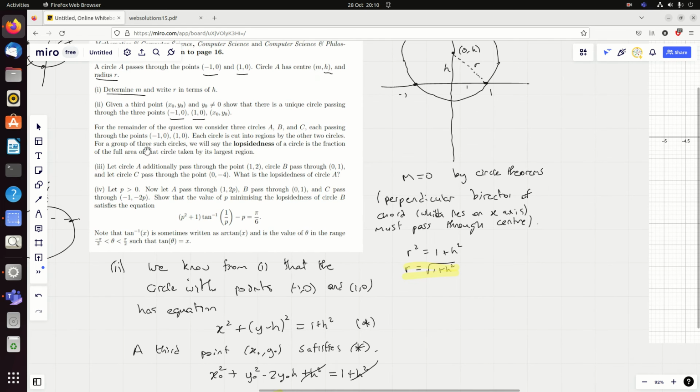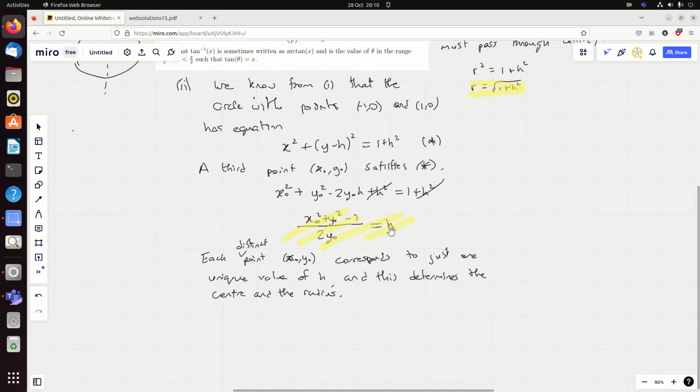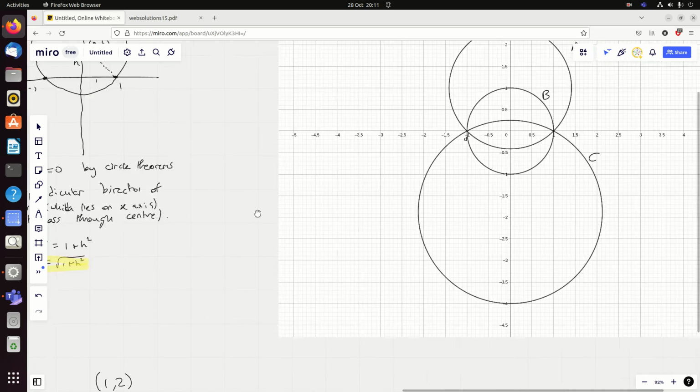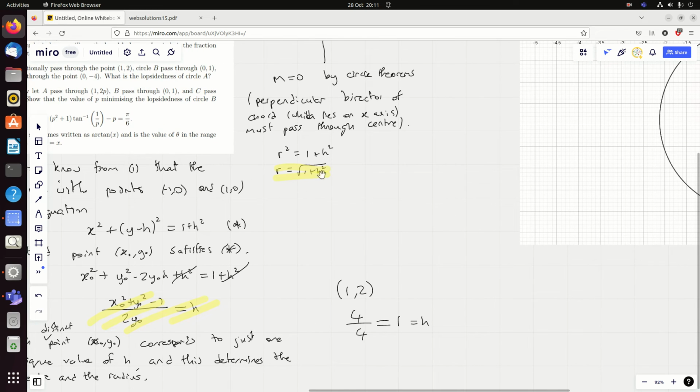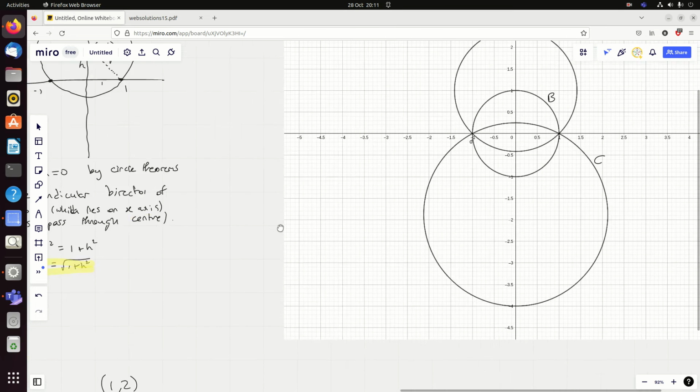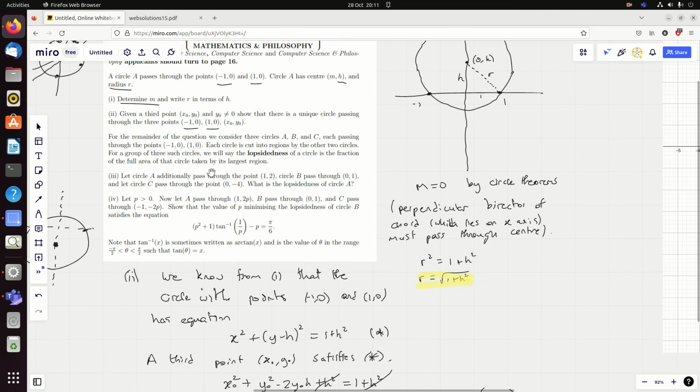But I also know, as soon as I know that third point, this tells me h, and h tells me r. So I know everything about the circle. I suddenly know its center, which is determined by h, and its radius, which is determined by h. So all I have to do is plug (1, 2) into this, and I get (1 squared plus 2 squared, that's 5, minus 1, 4) over 2 times 2, over 4. In other words, h equals 1 for that one. In other words, this one should have a center of (1, 0), and indeed it does. Now, to find the radius, I just need to plug 1 into here, and I get r is √2. That makes a lot of sense because the distance from there to there will be √2. So that's how I did circle A. Likewise, circle B and C.